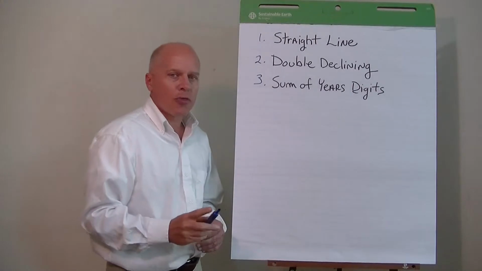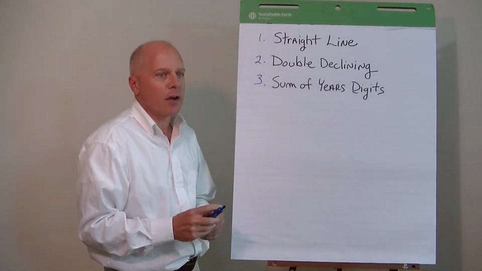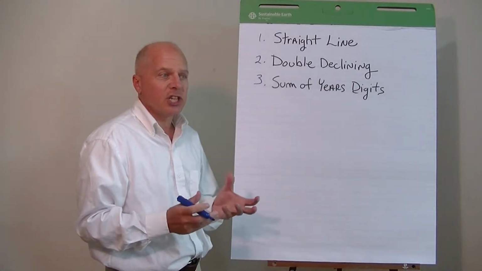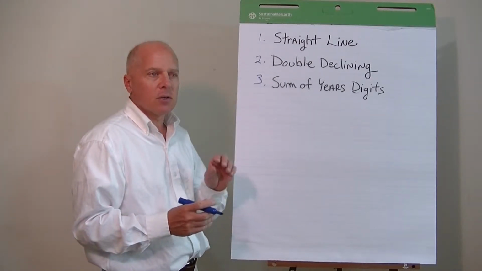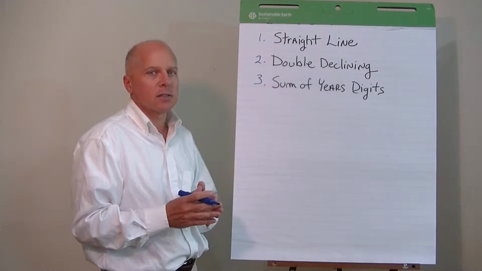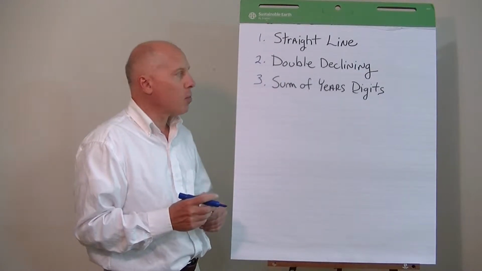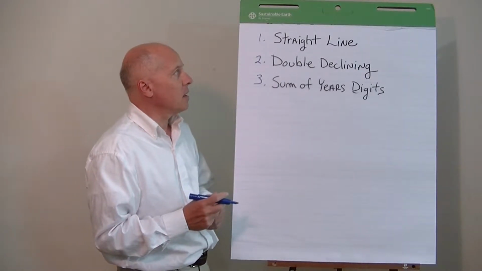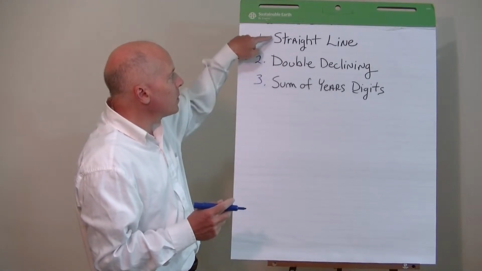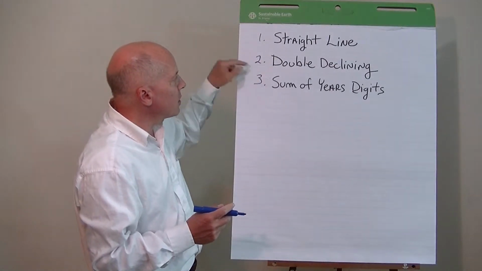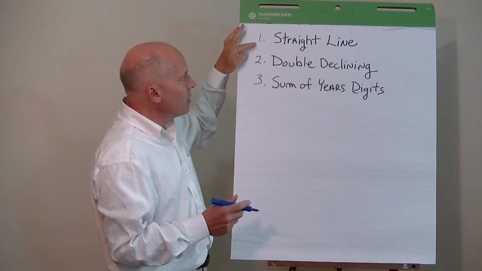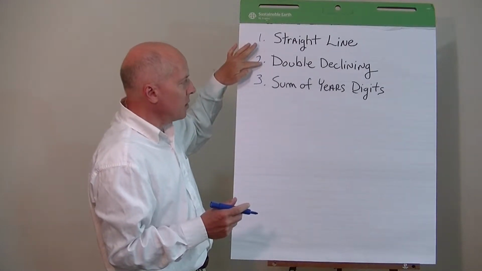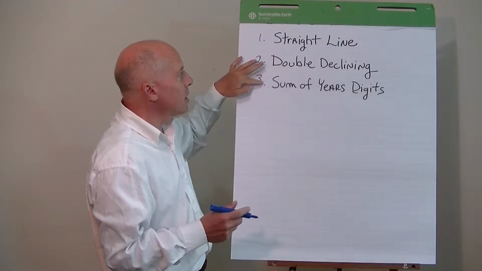So let's go through three different methods for calculating depreciation expense. This is related to all those physical, tangible type of assets: buildings, machinery, property, plant, equipment, things like that. There are three different methods you can use to calculate depreciation expense: the straight line method, double declining balance method, and sum of years digits method.